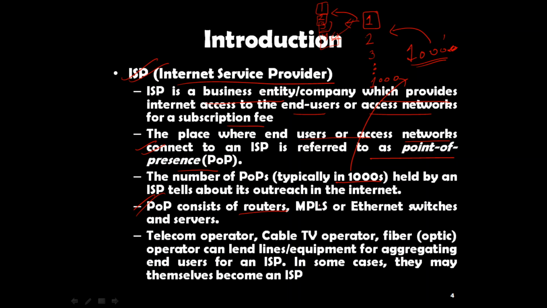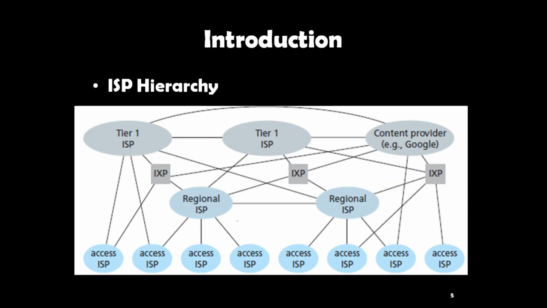A POP consists of routers, MPLS, Ethernet switches and servers. We will be learning about switches, Ethernet, and routers in huge detail, don't worry about it. Telecom operators and cable TV operators can lend lines and equipment for aggregating end users for an ISP. In some cases, they may themselves become an ISP. I hope it is clear to you.